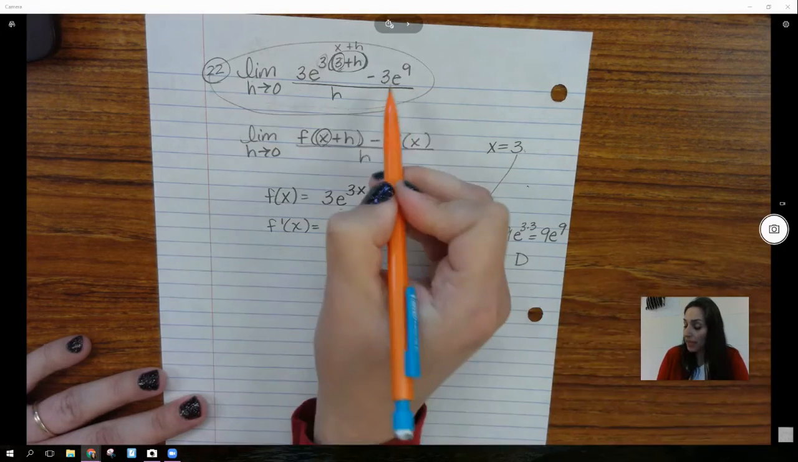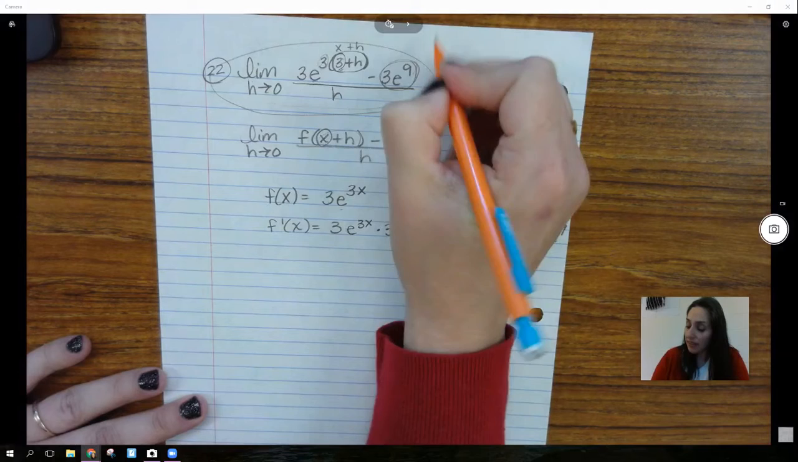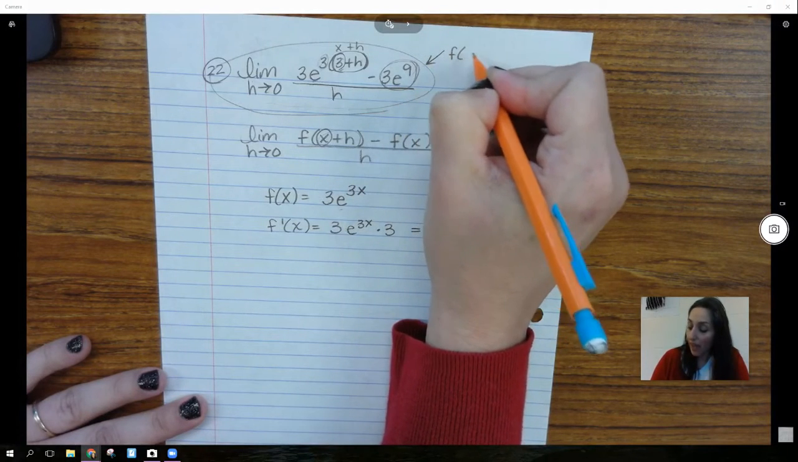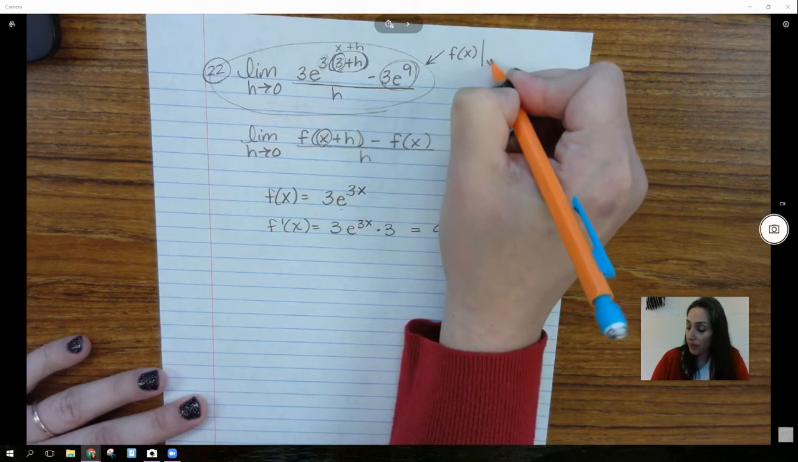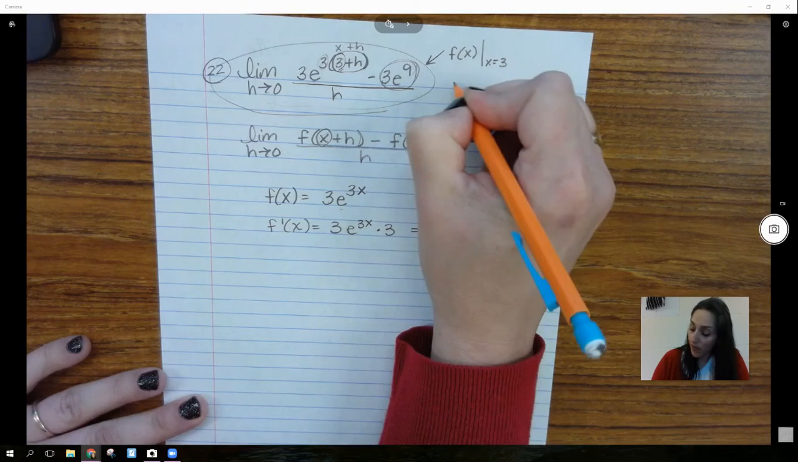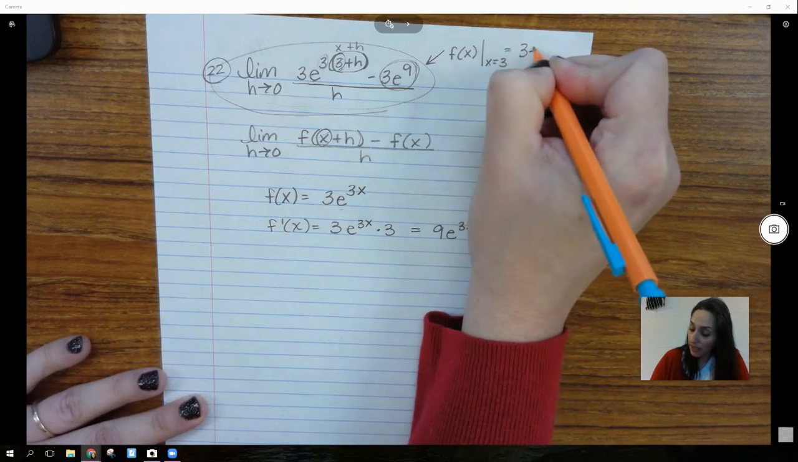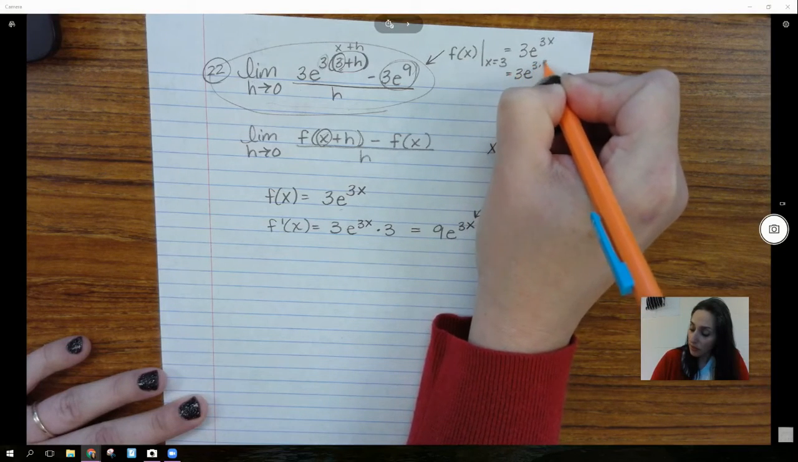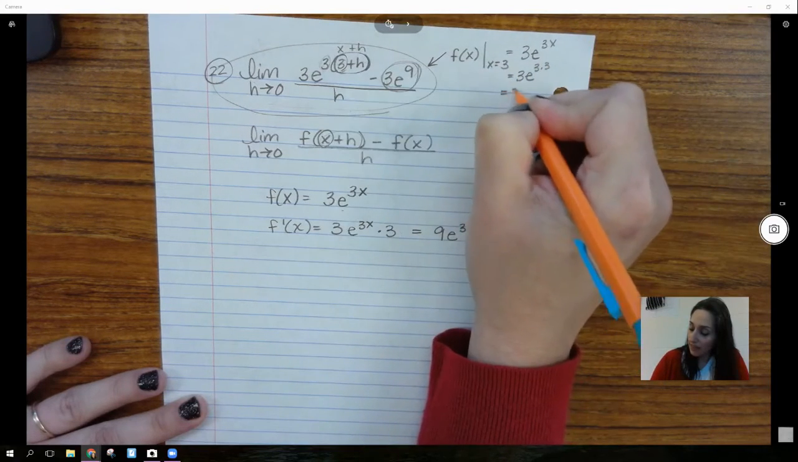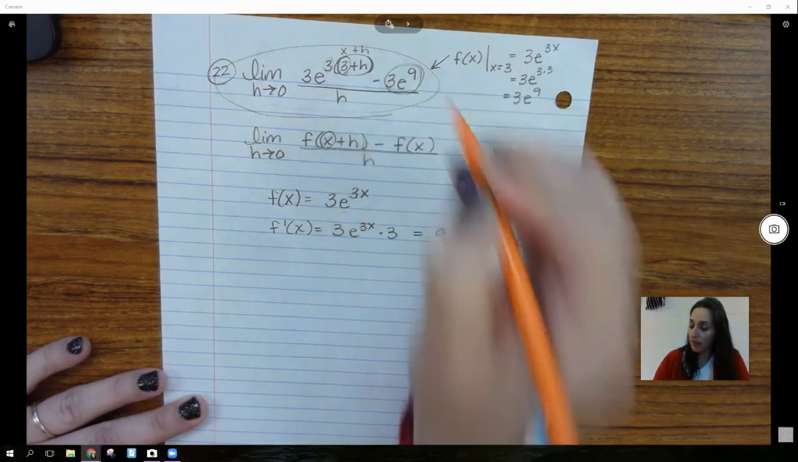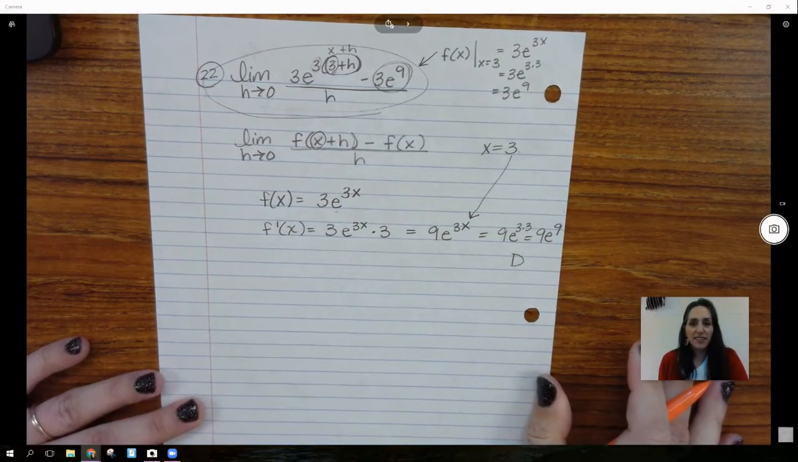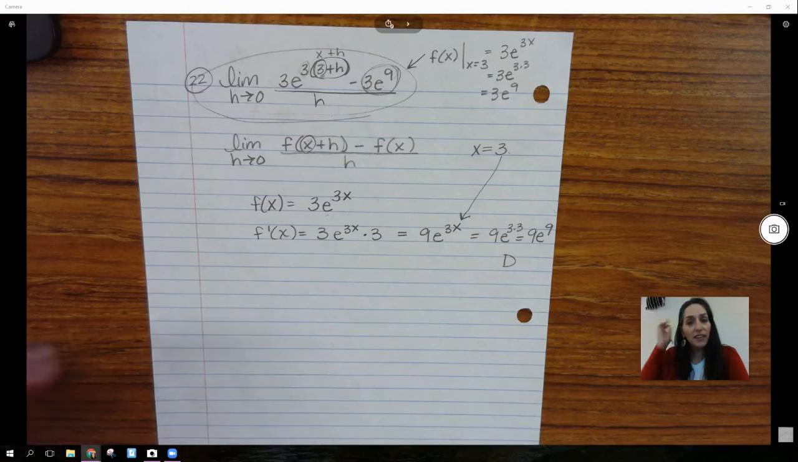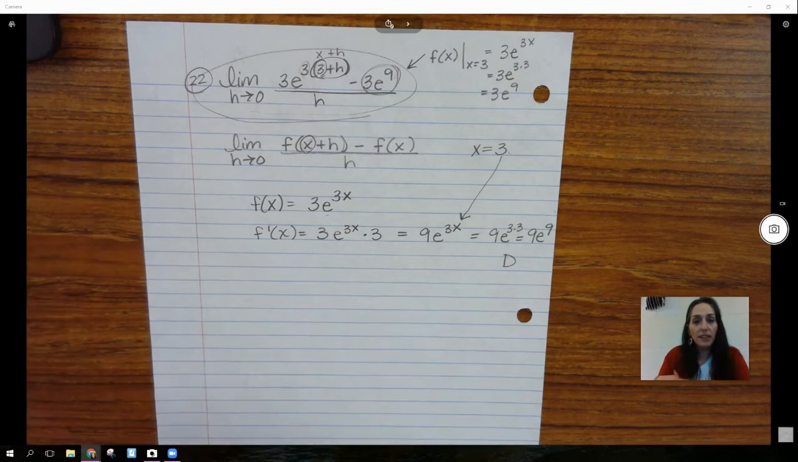Okay, back here, this is f of x. This is also f of x. Actually, this is f of x evaluated at x equals 3. So if f of x is 3e to the 3x, this becomes 3e to the 3 times 3, and that's why that is 3e to the 9th back there. So I know this is fast, but take a minute to look at it and then pause it and rewind it and stop it in little points so that hopefully it'll work for you.